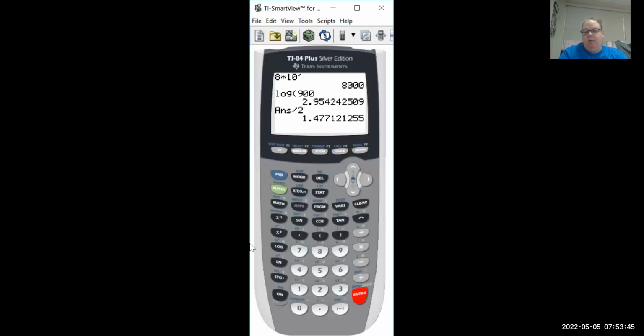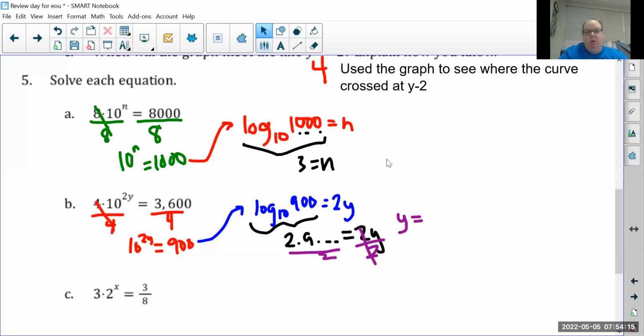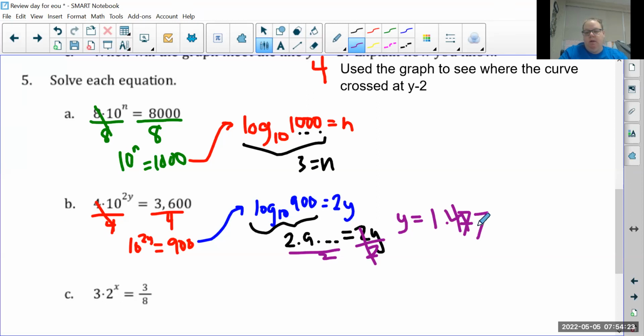And again, I can check my answer. So the problem started as 4 times 10 to the 2y. So I'm going to do 2 times the answer by hitting second negative. And I'm leaving it in the same parentheses with the 2, so the calculator knows. And if I get the right answer of 3,600, then I know I got the right answer, and that's what I got. So my y is 1.4771. So when I go back to write my answer, I'm writing that 1.4771, and I know I'm 100% right because I checked my answer. Oops, this is a 7, 7, 1.